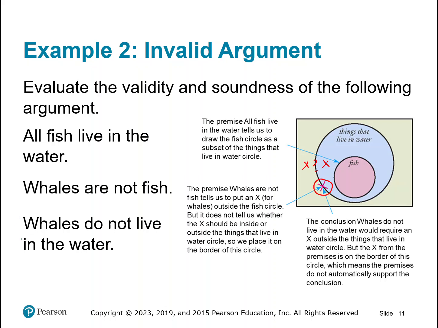Whales do not live in the water. So we have a premise, and a conclusion. The conclusion, whales do not live in the water, would require an X here. Right? That's what the conclusion would require. But the X from the premises, it's on the border. And since we don't have this situation, the premises do not support the conclusion, it is not valid. And therefore it's not sound either.